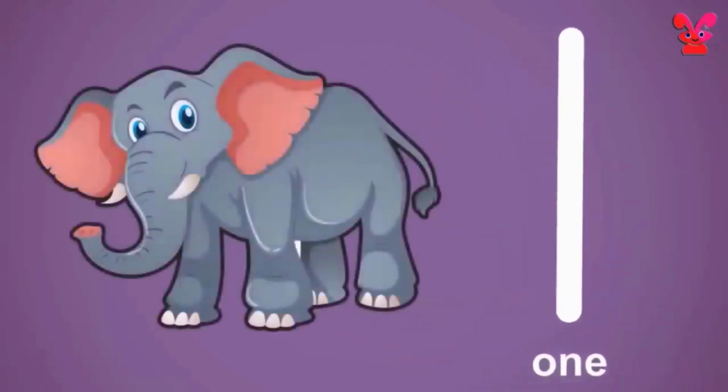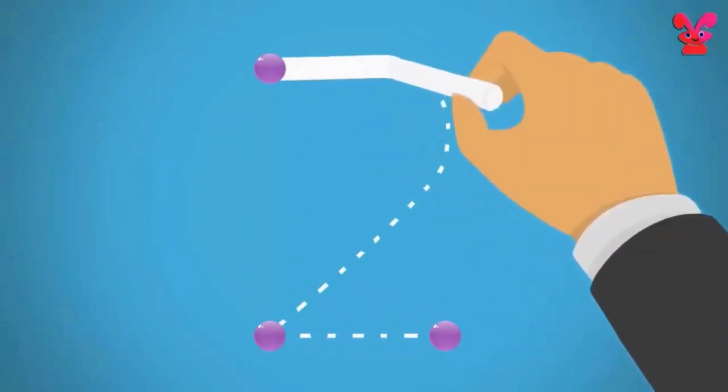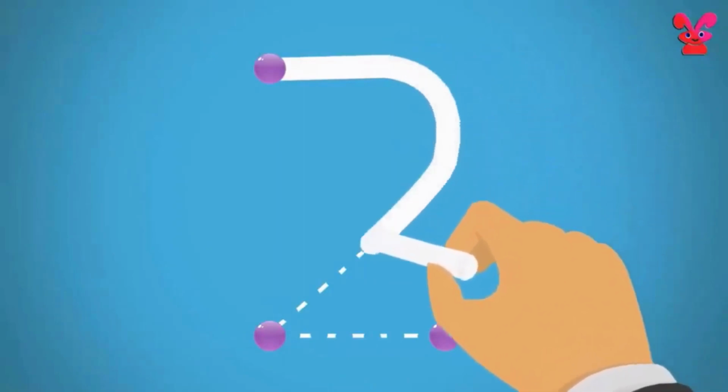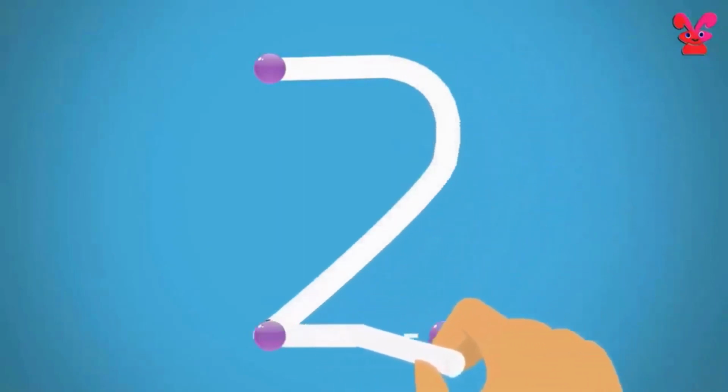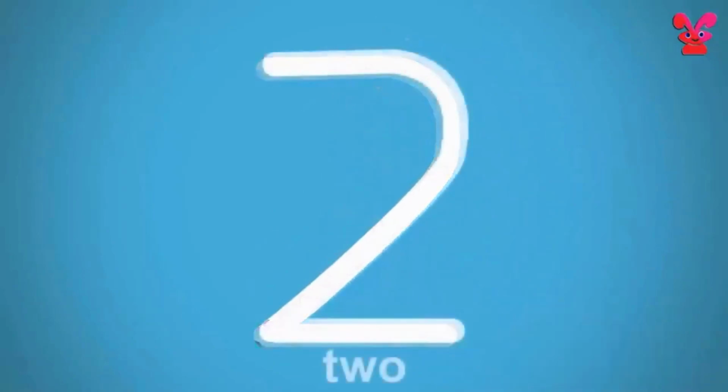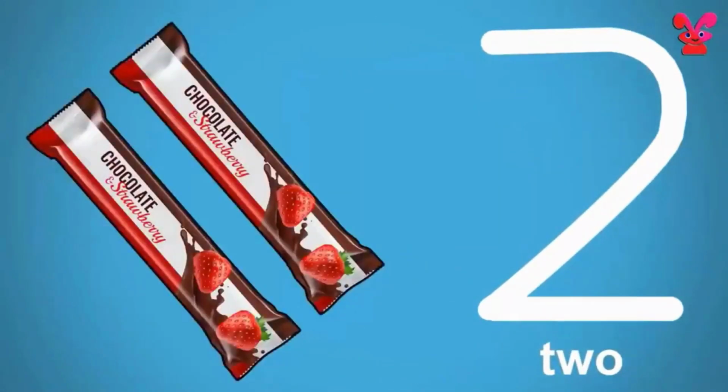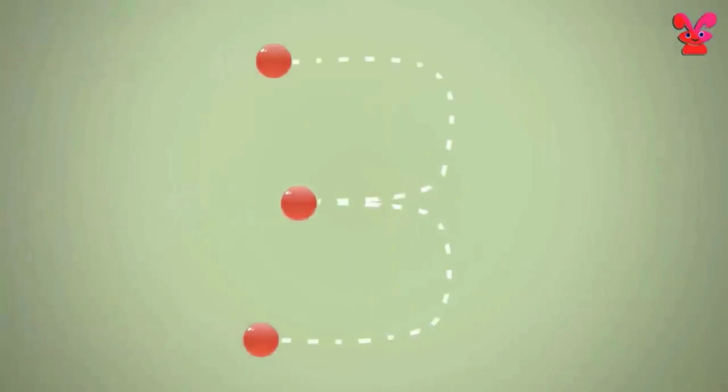1 elephant. 2. Follow the dots to write the number. 2 chocolates. Tree. Follow the dots to write the number.